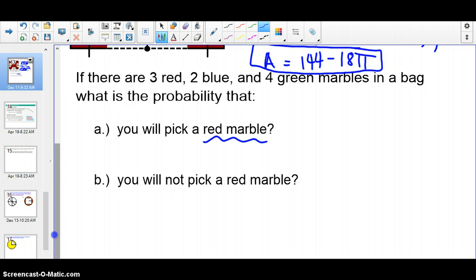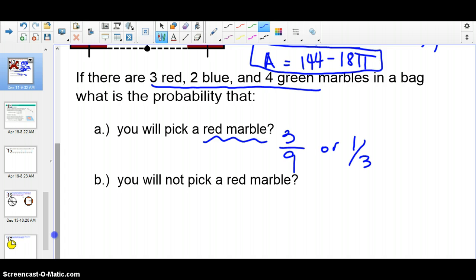And so pretty instinctively, I'm hoping a lot of you will say, okay, well, there's 3 red marbles, and out of the entire group in this bag, there are going to be 9 marbles. 3 red, 2 blue, 4 green. So 3 out of 9 would be your probability to pick a red marble, or you could think of that as 1/3.